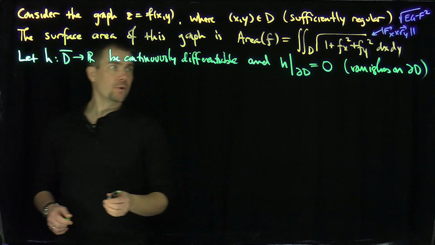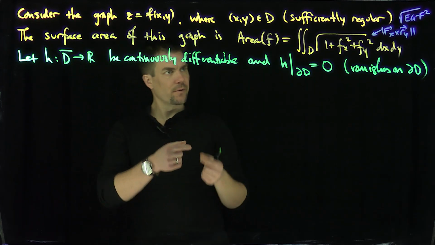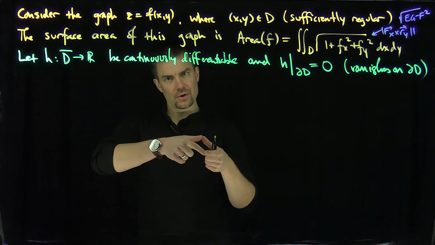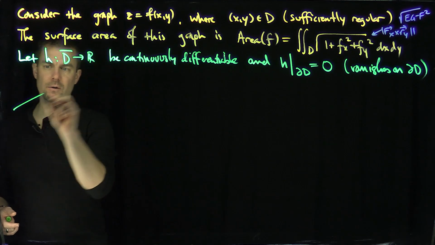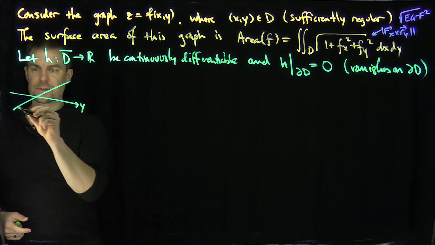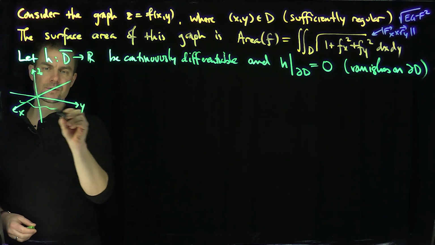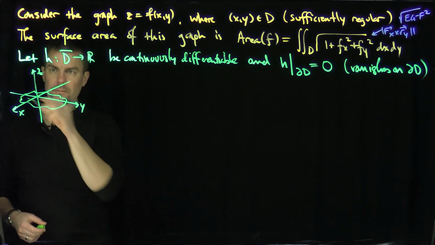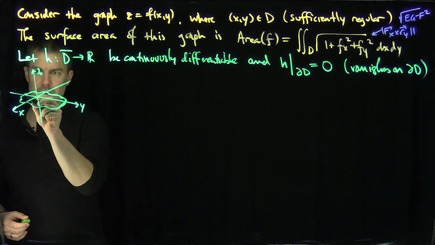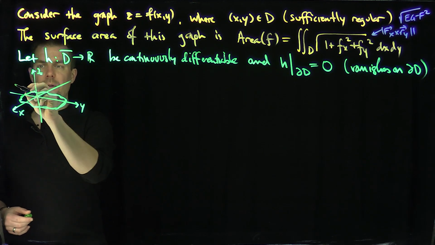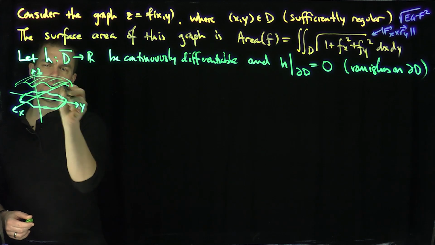All right, and so now we're going to consider a perturbation of this area. This function f has prescribed boundary conditions, so there's a boundary curve. Here's the y-axis, here's the x-axis, and here's the z-axis. We're considering some domain, and this boundary is fixed. Then we look up and see some function f, and I can compute its surface area.